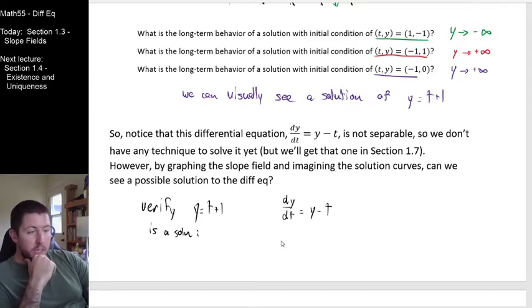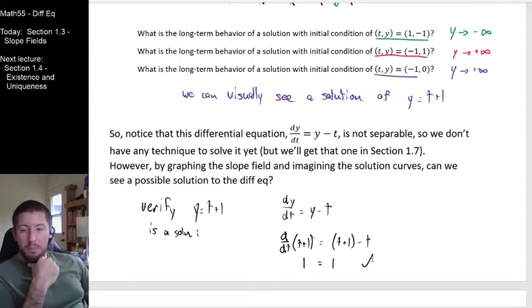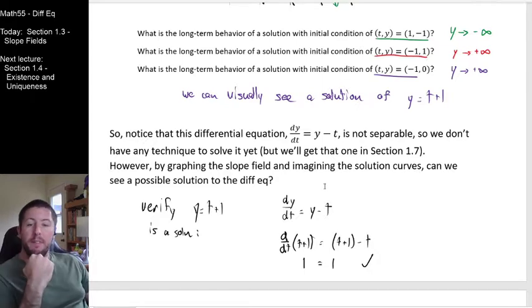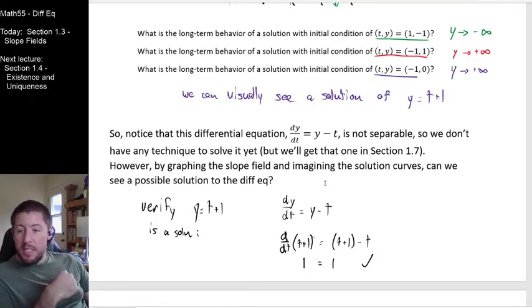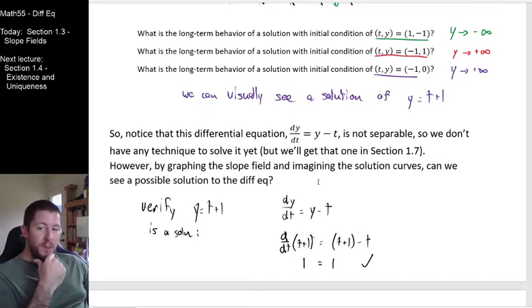I'm just going to substitute in t plus 1. The derivative of t plus 1 is 1. t plus 1 minus t is 1. So yeah, it looks like y equals t plus 1. Since we were indicated to think of it by the graph, we verified it with the differential equation. I now know for a fact that y equals t plus 1 is a particular solution to this differential equation.